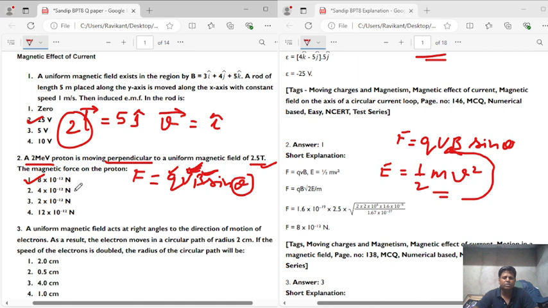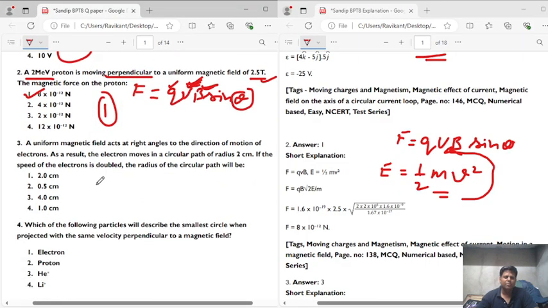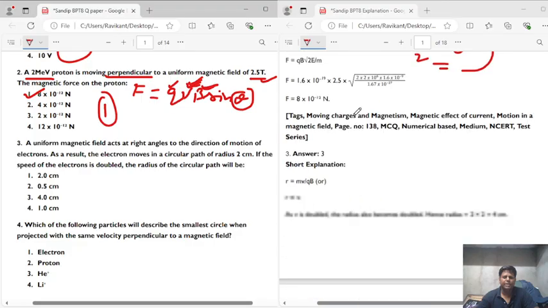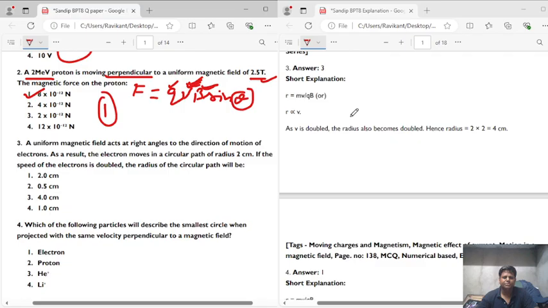So the correct answer for question number 2 is option 1. Now let's get into question number 3. Question number 3 says that a uniform magnetic field acts at right angle to the direction of the motion of an electron. As a result, the electron moves in a circular path of radius 2 centimeters. If the speed of the electron is doubled, the radius of the circular path will be.